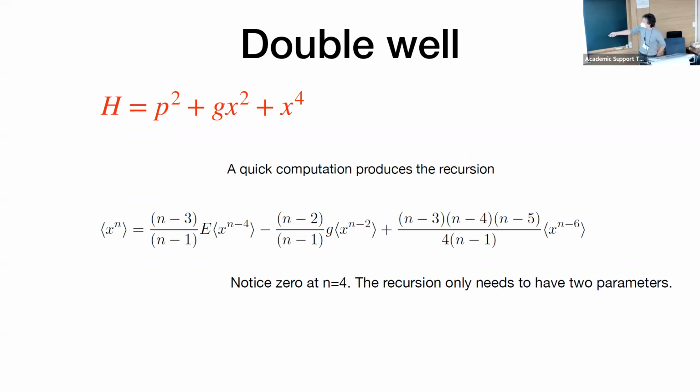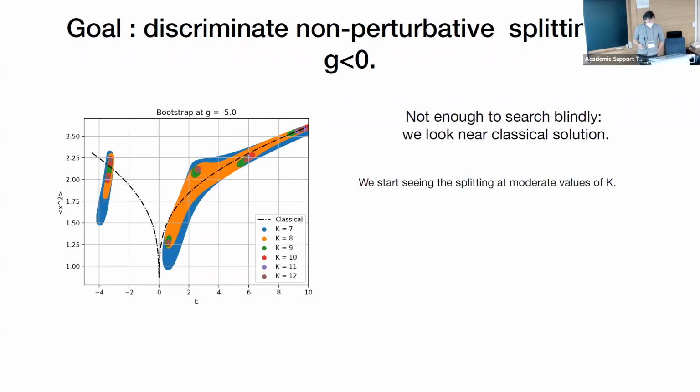And then you notice that when n is equal to 4, there's a 0 here. So if n is equal to 4, you get x to the n minus 4, which is 0. And here you get x to the n minus 2, which is x squared. So x to the 4th is determined by E and by x squared. And then x to the 6 is determined by the lower ones. So there are only two parameters to search on. Okay, so what are the two parameters? There's the energy. And then the second one we chose is the expectation value of x squared.